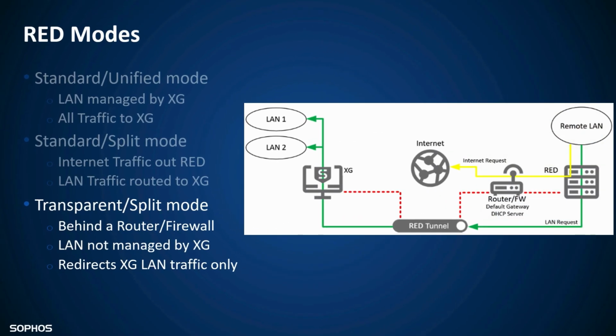And the last mode is transparent split mode. This is where you're putting a RED device behind an existing router or firewall. This will be transparent to the network, as in it will only act on the traffic that is destined for the LAN networks at the XG Firewall. All other traffic will just be passed through untouched by the RED device.